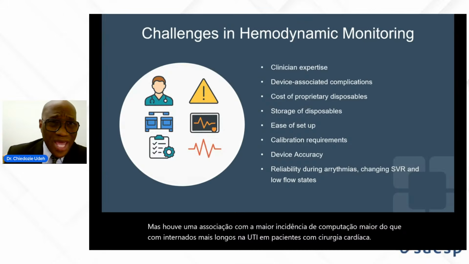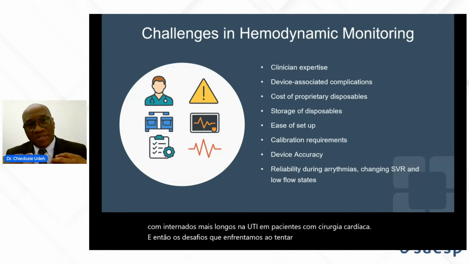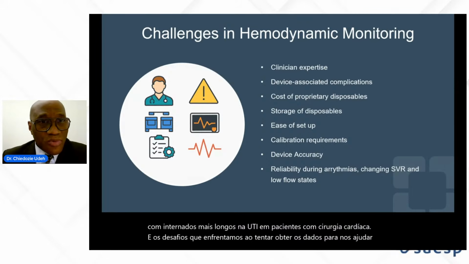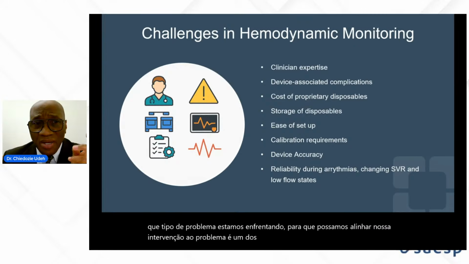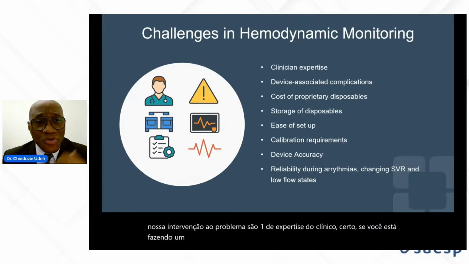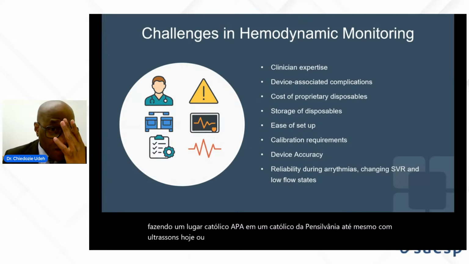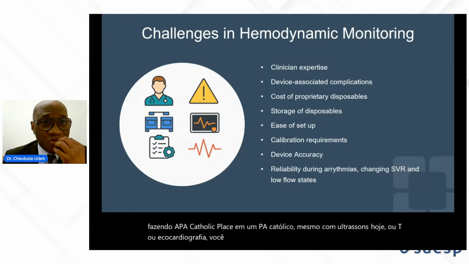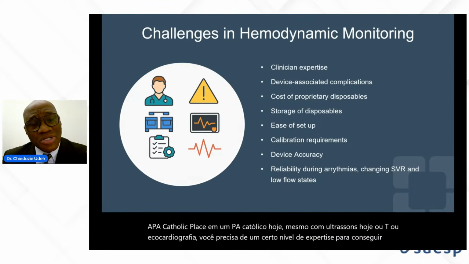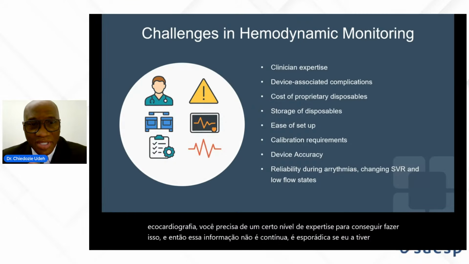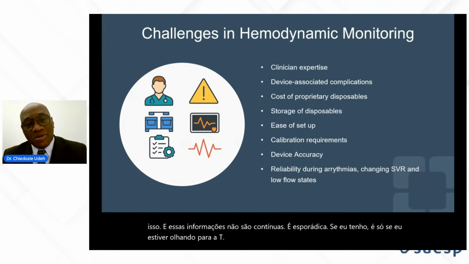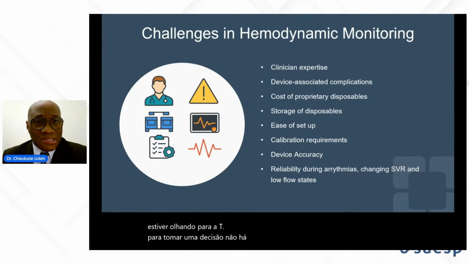And so the challenge we have in trying to get the data to help us define what sort of problem we're dealing with, so we can match our intervention to the problem, is one of clinician expertise, right? Whether you're placing a PA catheter, even with ultrasound today, or doing TEE or echocardiography, you need a certain level of expertise to be able to do this. And then this information is not continuous, it's sporadic. If I have a TEE, it's only when I'm looking at the TEE that I'm going to make a decision. There's no continuous monitoring. And I need the expertise to interpret the images I'm looking at.